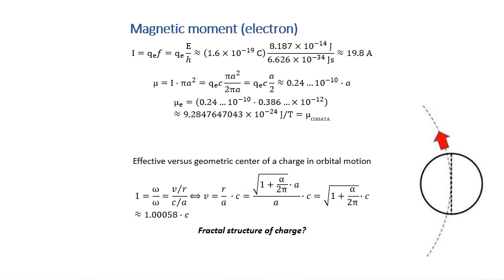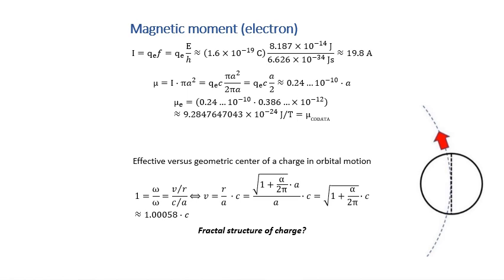So, the magnetic moment of an electron, there's that thing with the anomaly of the magnetic moment. The magnetic moment is generated by a current. A current is a charge times the frequency with which it passes in a loop. So it's Q_e times the frequency, and then we calculate that from the Planck-Einstein relation: E is h times the frequency. So we actually get a huge current, 19.8 amperes in a free electron.